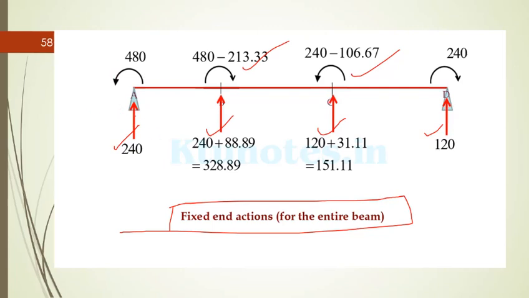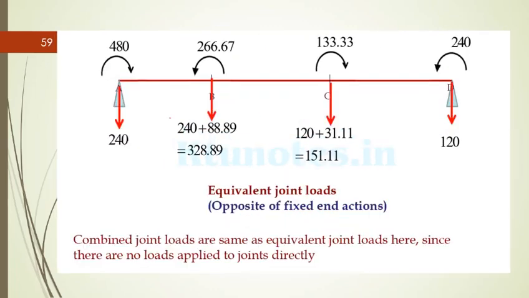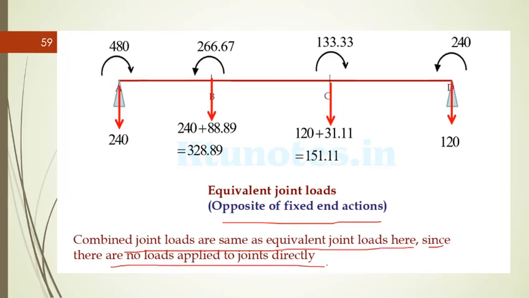So this is actually upwards. In the equivalent joint load, it will be downward. This moment being anti-clockwise, in the equivalent joint load it will be clockwise. So those things are noted in the equivalent joint load, which is opposite of the fixed end action. The combined joint loads are the same as the equivalent joint load here, since there are no loads applied on the joints directly. So this is the final analysis of the equivalent joint load.